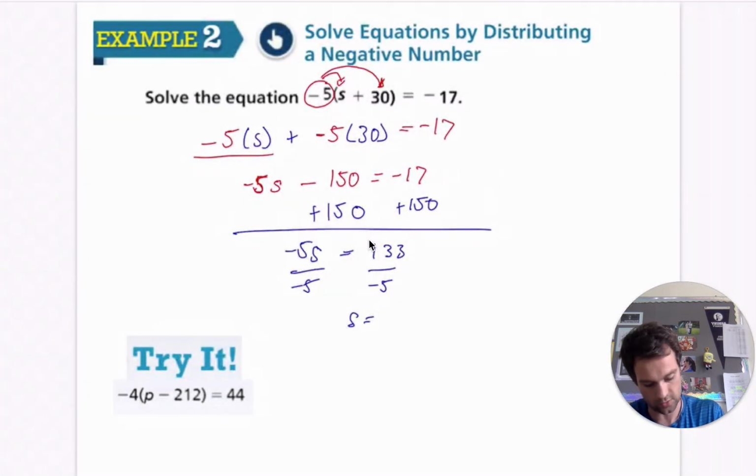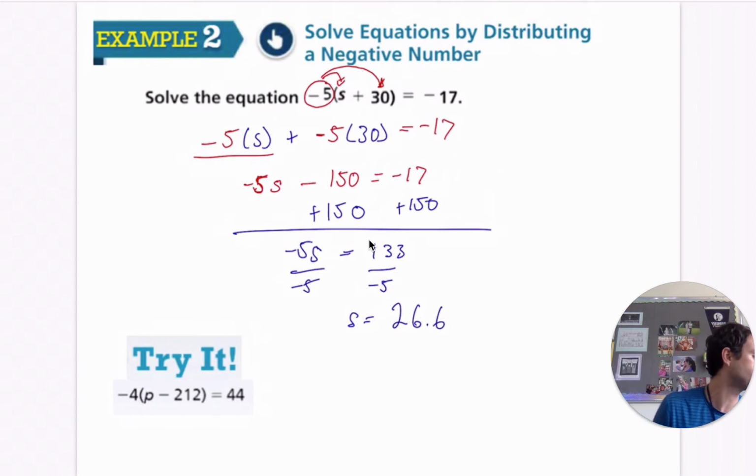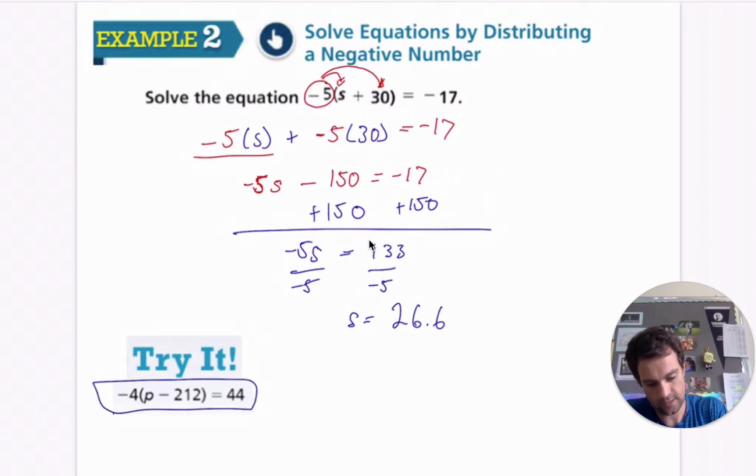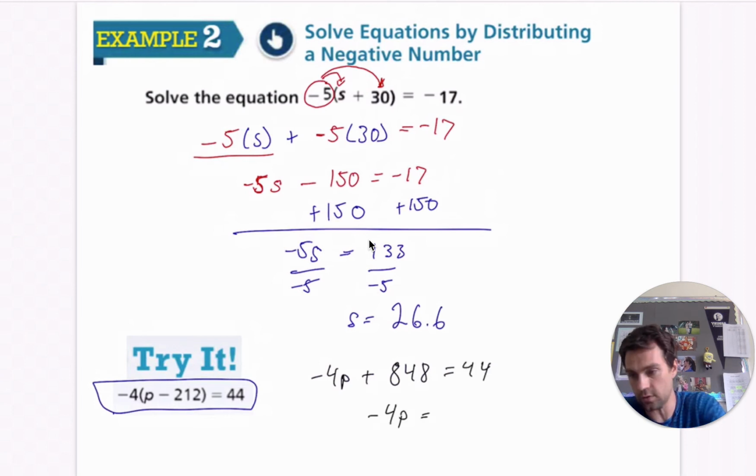So we get s is equal to 26.6. Okay, go ahead and you try this one on your own. Now that you've done it on your own, we have -4p plus 212 times 4, 848 equals 44. -4p equals 44 minus 848, so we should have p is equal to 201. So you should have gotten 201.